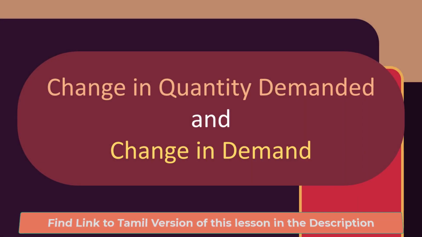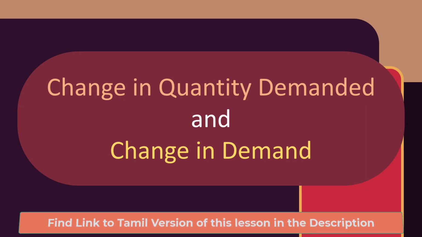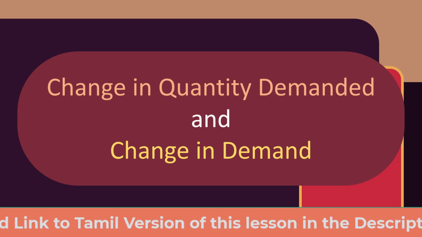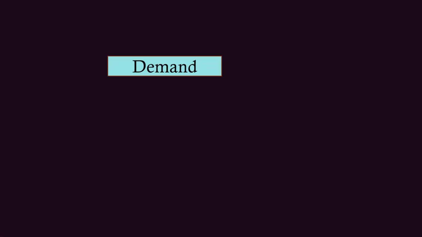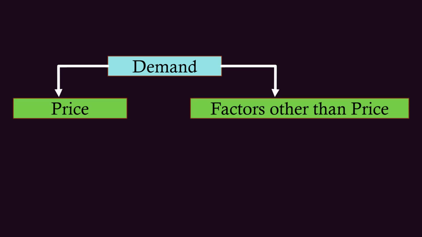In this tutorial, we shall discuss the difference between change in quantity demanded and change in demand. A number of factors are acting on demand. They can be classified into two broad categories: price and factors other than price. The factor price is explicit. What about factors other than price?